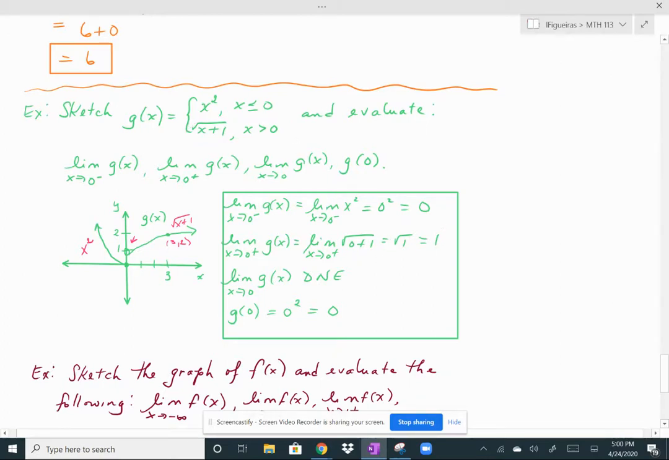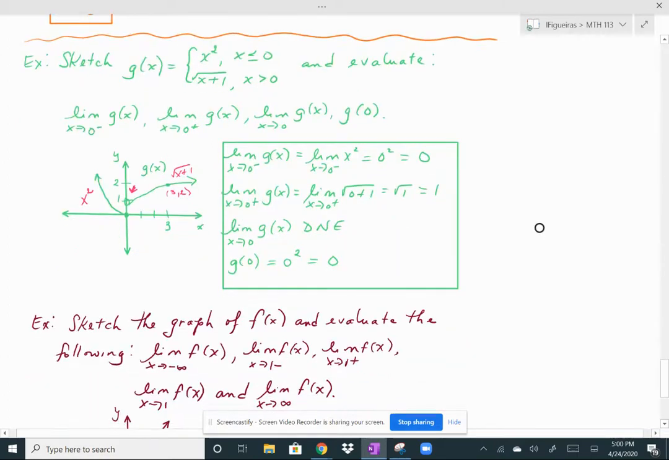That's what you see right here. That's that open circle. So as I get closer and closer to 0 on the right, your function value approaches 1. So what that means is that the limit as x approaches 0 does not exist because my left and right hand limits are different. But g of 0 does exist. To evaluate g of 0, you're looking at this part of the function because that's where x is less than or equal to 0. So when it's equal to 0, it has a value of x squared or 0 squared, which is 0.